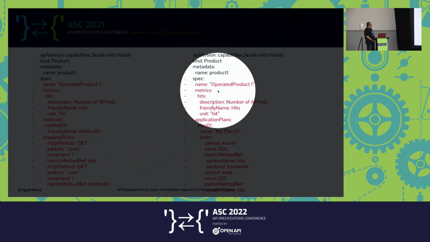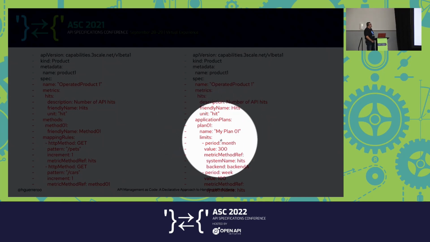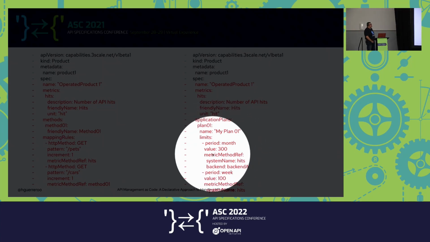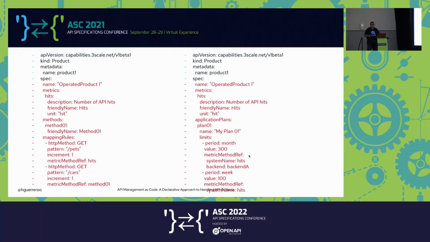There's another example here where we are also linking things like application plans. This plan means that there are going to be certain limits on the usage for this plan, and it's going to be referencing the hits. So every 300 hits, you're going to be stopped and limited from that application service. So these are a couple of examples.